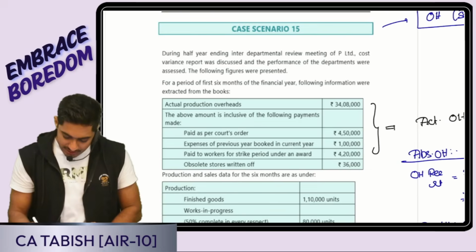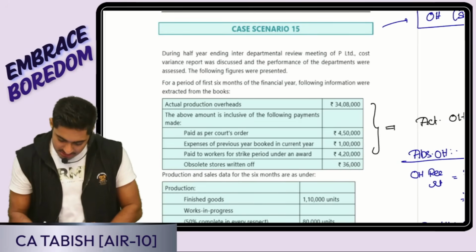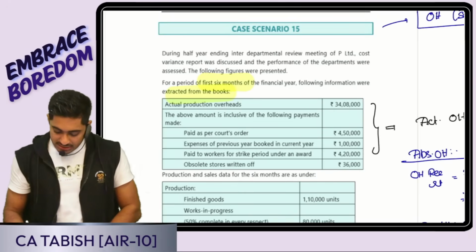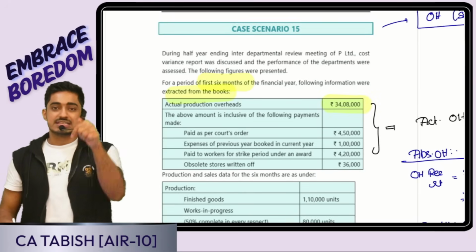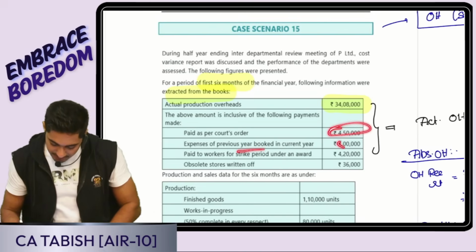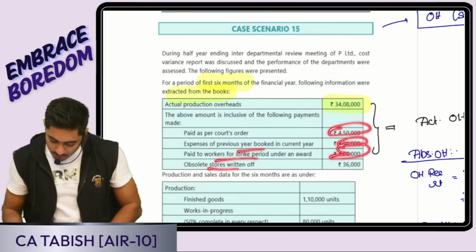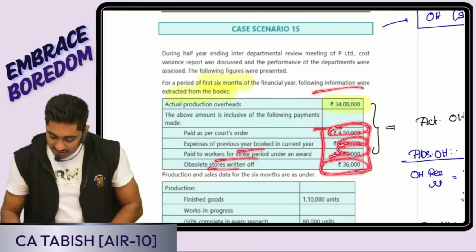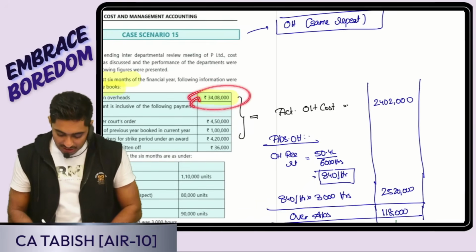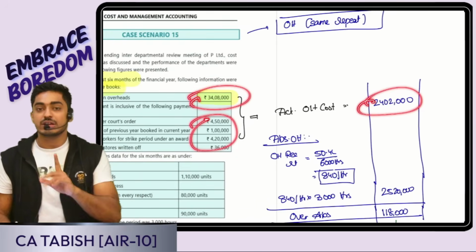During the half yearly report, for the first 6 months, the following information is collected. Actual overhead is how much? 34 lakh 8,000. But in this, abnormal items are there. Paid as per court order, expense of previous year, paid to worker for strike period, obsolete. All these I will reduce, so I will arrive at the net actual overhead cost. From the total amount I will reduce all this, and I will be getting 24 lakh 2,000.